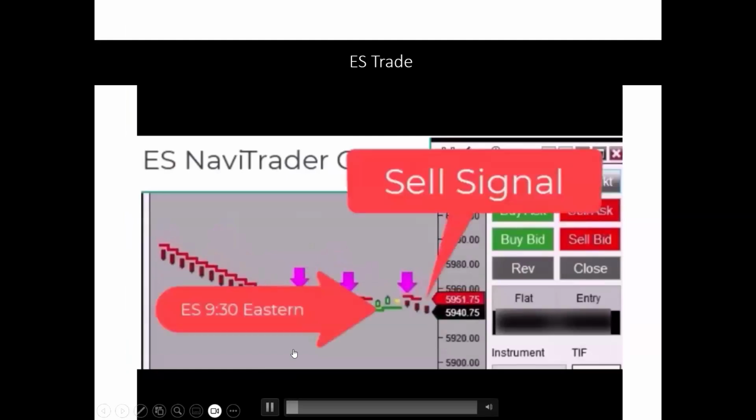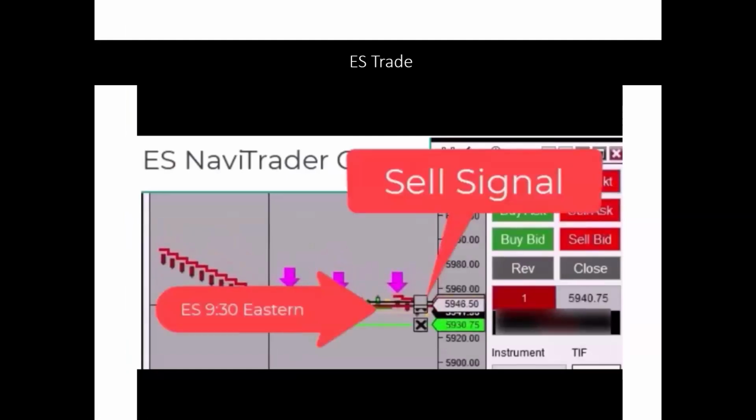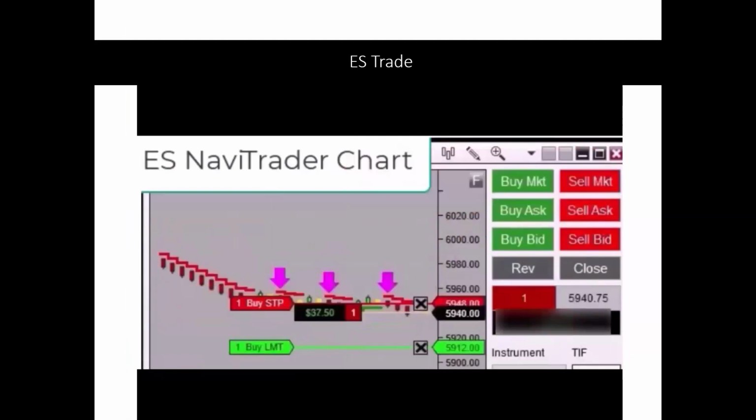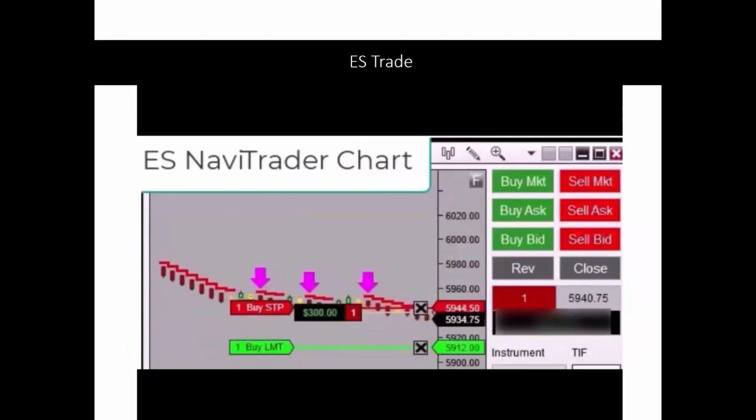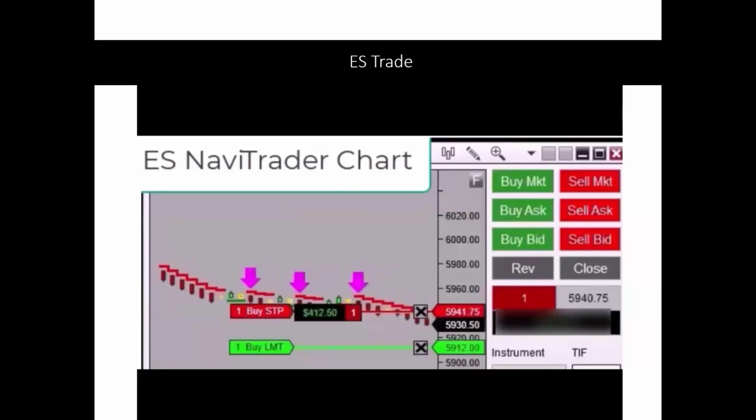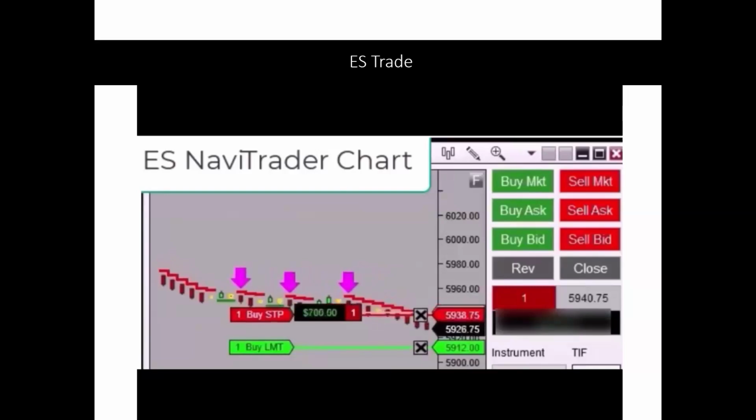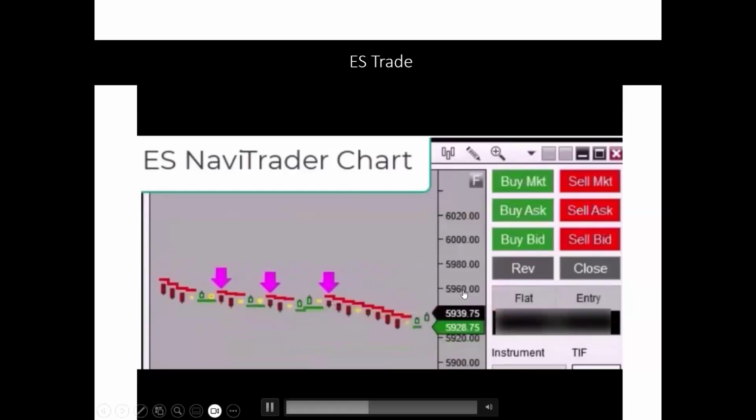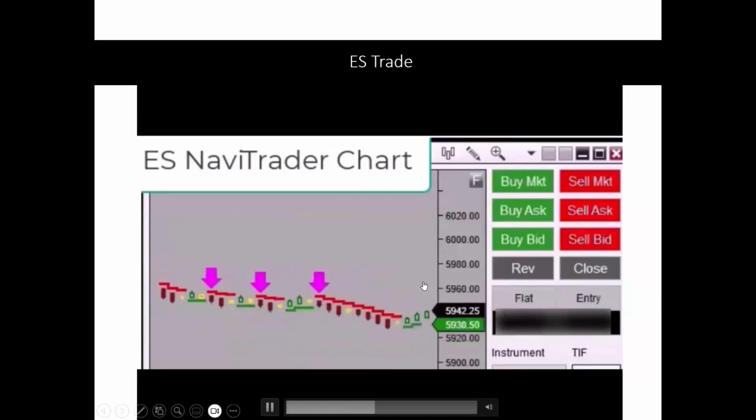All right, so here's another chart where we had a sell signal. And you can see the market's moving lower. We entered the trade at 59.40. Right now we're at 59.30, so we've come down about 10 points. And you can see the trailing stop took us out of the trade.